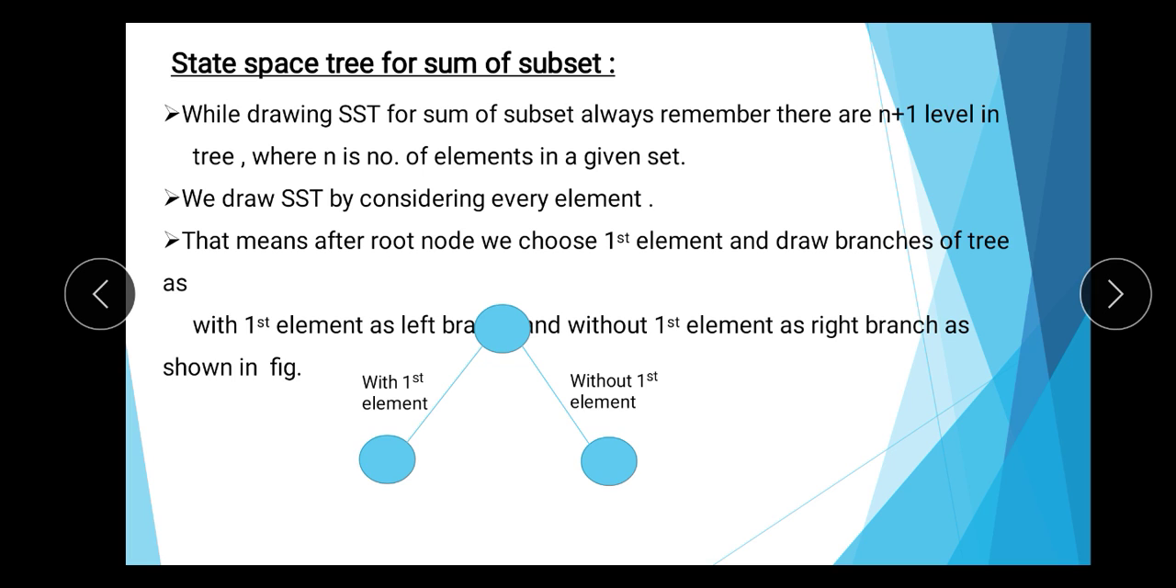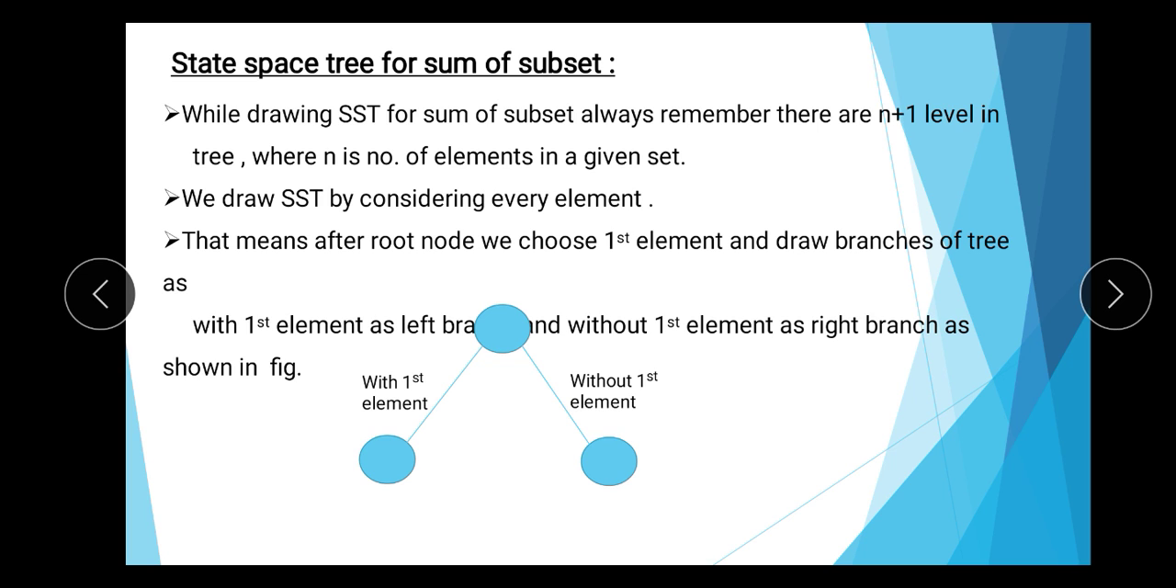Now the next is how to draw the state space tree for sum of subset. While drawing the SST, that is the state space tree for sum of subset, we have to always remember that there are n plus 1 levels in a tree, where n is the number of elements in the given set. Whatever the number of elements in the set, our state space tree has n plus 1 levels. That is the total number of elements plus 1. The 1 is our root node, the state from where we start our state space tree.